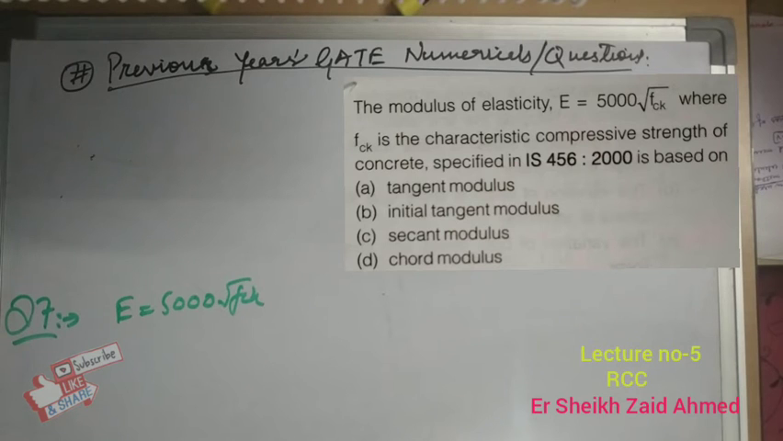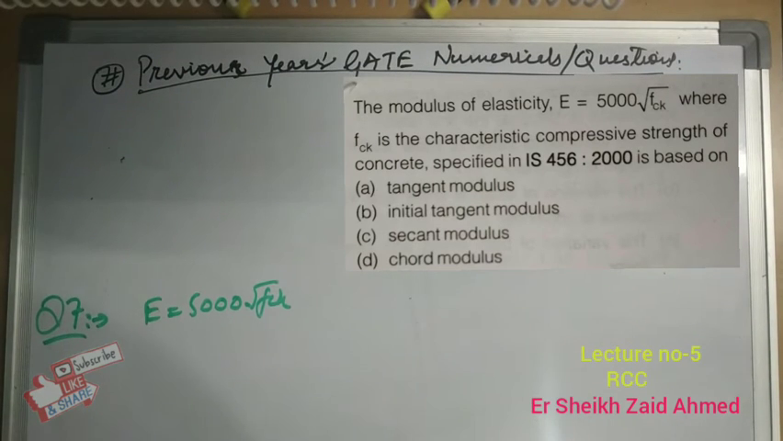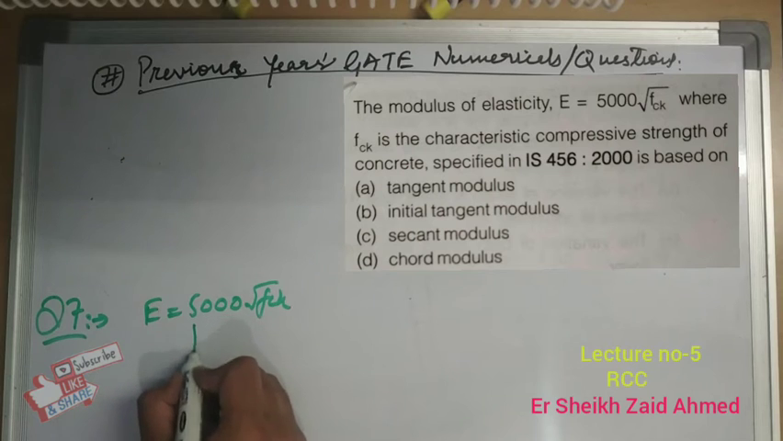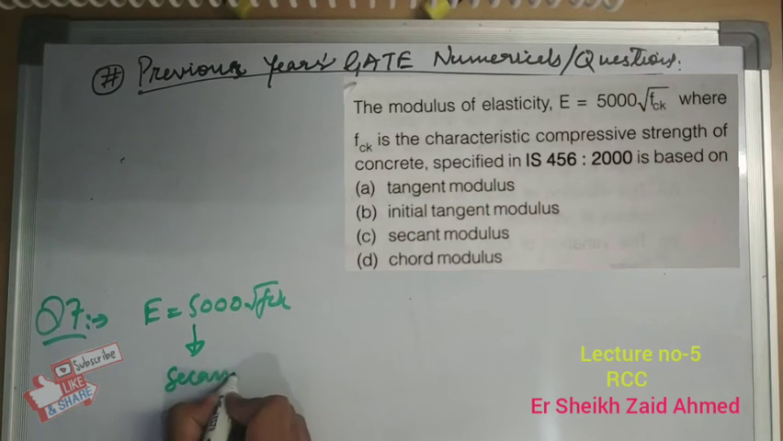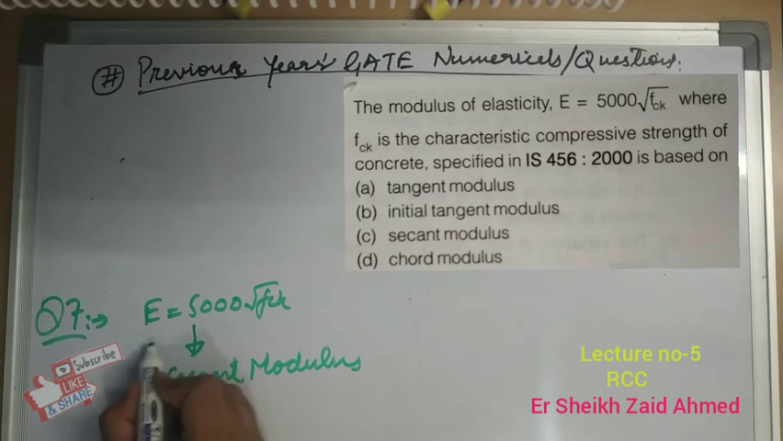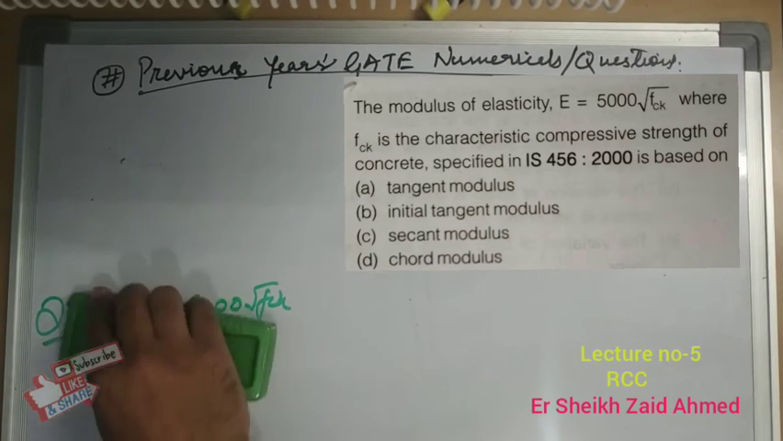Here are 4 options. First is tangent modulus, second option is initial tangent modulus, third option is secant modulus, and fourth option is chord. As in one of my lectures, I already explained to you that the short-term modulus of elasticity is nothing but the secant modulus. So here our option C is correct. So this was all about question 7. Now moving on to the 8th question.